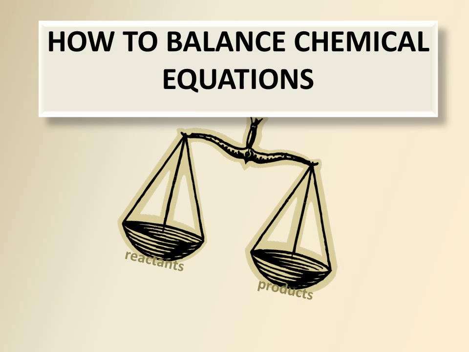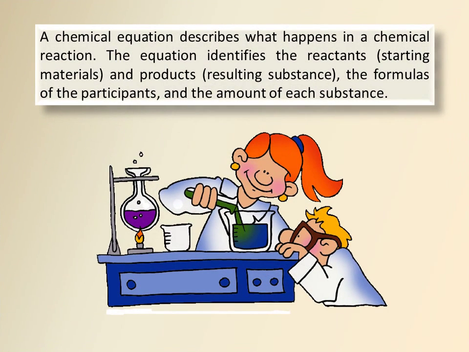How to balance chemical equations. A chemical equation describes what happens in a chemical reaction. The equation identifies the reactants (starting materials) and products (resulting substances), the formulas of the participants, and the amount of each substance.